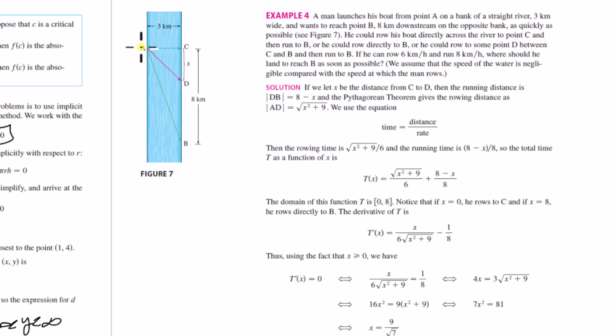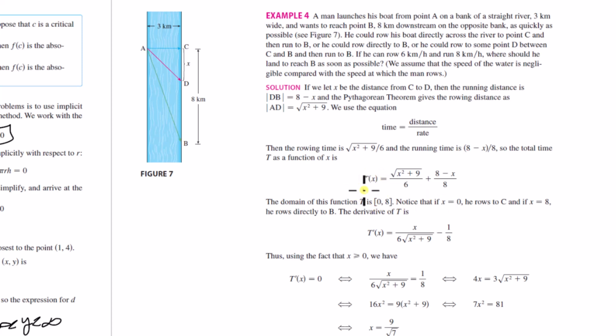Again, x could be equal to 0, and he only rows 3 kilometers. x could be equal to 8, and he rows all the way to B. Now, time is equal to distance divided by rate. So with that distance and the rate that he rows, you can get the time that he rows. The rowing time is the square root of x squared plus 9, divided by 6. Now, the distance he runs is going to be 8 minus x, and you can convert that into a time with his speed of running, 8 minus x divided by 8. So the total time as a function of this single variable x is just adding those two up. And so there's the function.